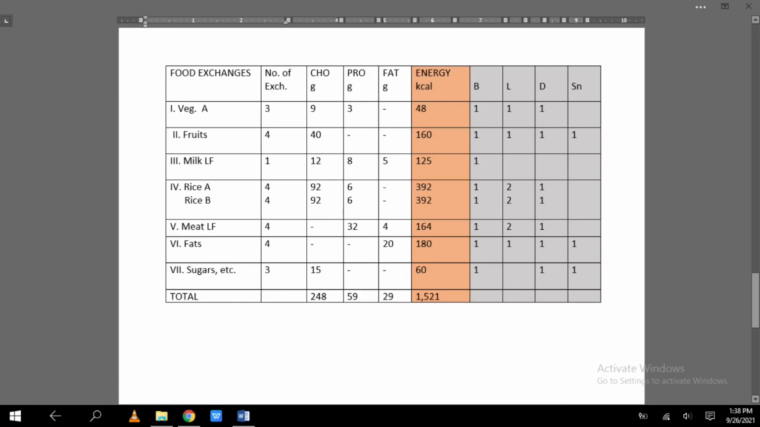And for the meat, low fat, number of exchange is 4: 1 for breakfast, 2 for lunch, and 1 for dinner. And for the fats, the number of exchange is 4. I distributed it by 1 for breakfast, lunch, dinner, and snack. And for the sugars, etc., my number of exchange is 3. So I distributed it by 1 for breakfast, 1 for dinner, and 1 for snack.